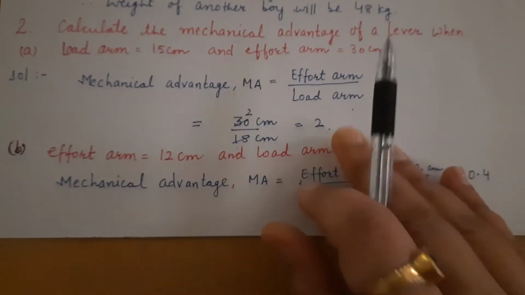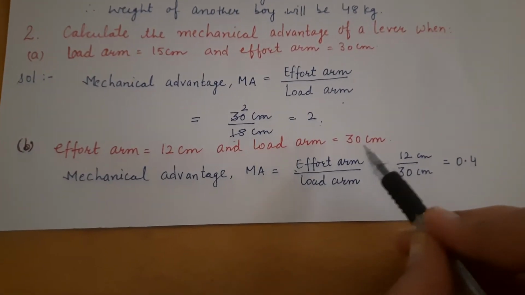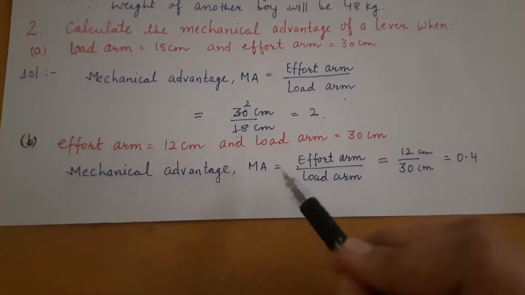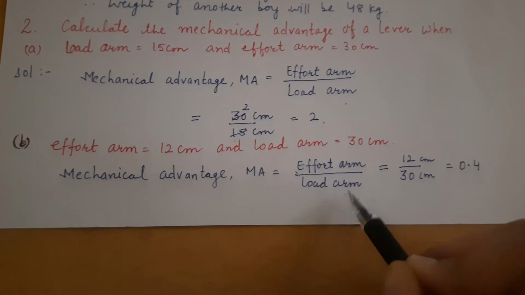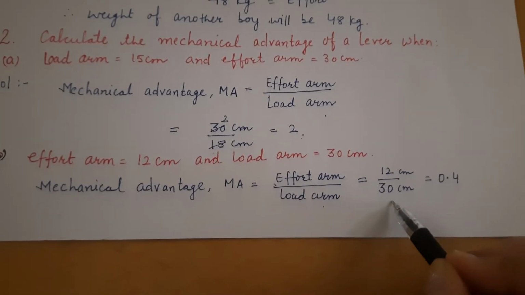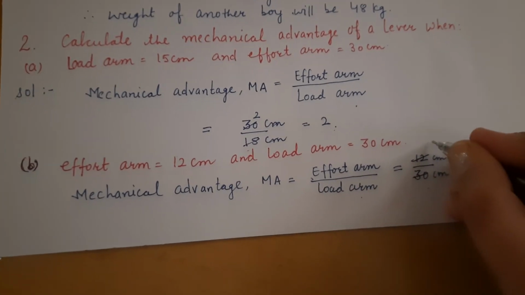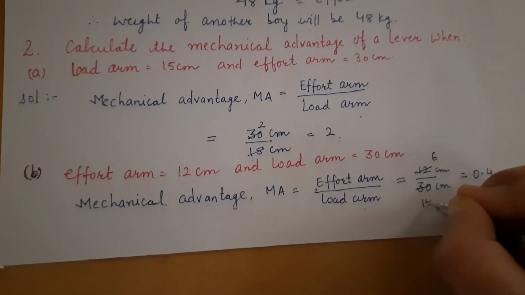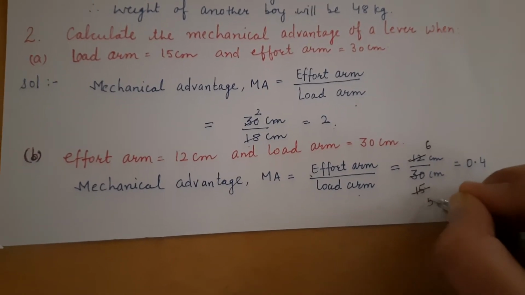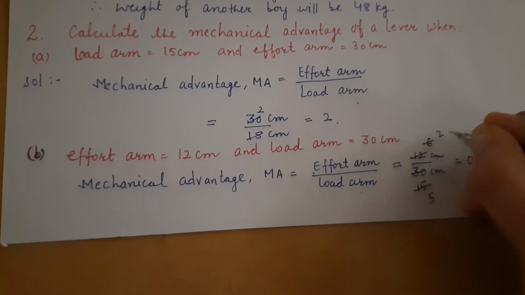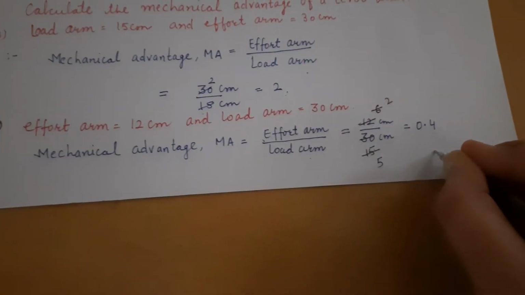The second part of this same question is: effort arm is 12 centimeter and load arm is 30 centimeter. So again we will put this formula, mechanical advantage is equal to effort arm divided by load arm. That will be 12 divided by 30. Here we will cut it in the table of 2. 2 6s are 12, 2 15s are 30. Again it will cut in the table of 3. 3 5s are 15, 3 2s are 6. And 2 divided by 5, your answer will be 0.4.